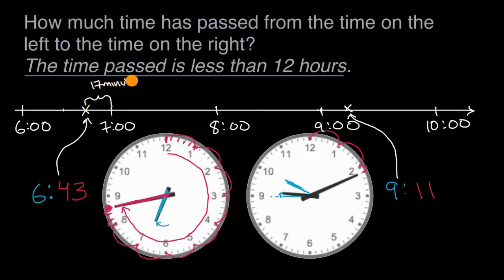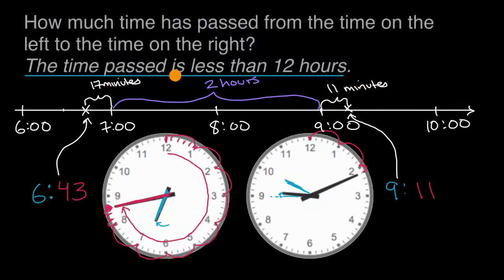I'll just write it out. And then we can see we have another 2 hours that goes by from 7 o'clock to 9 o'clock. So then that's 2 hours. And then to go from 9 o'clock to 9:11, well, that's going to be another 11 minutes. So how much time has happened? It's going to be 17 minutes plus 2 hours plus 11 minutes.